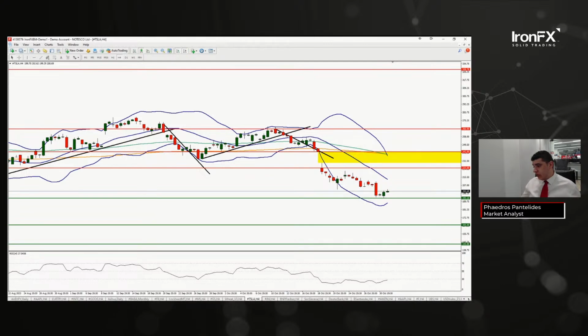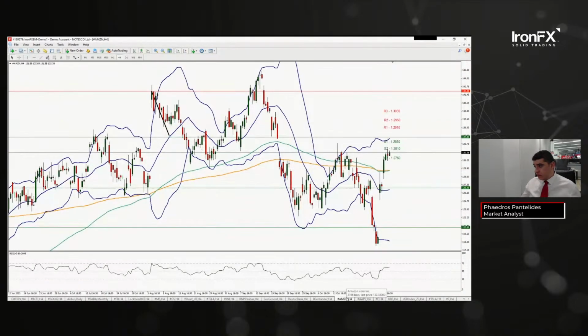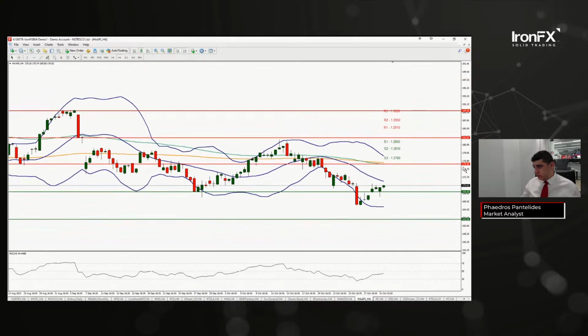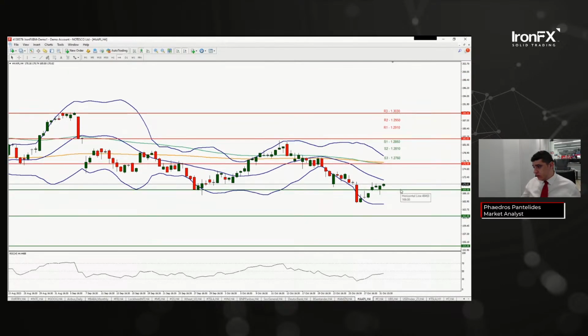We can look at Apple, Ford, or Amazon. Amazon appears to be supported by our 169.0 support level. It appears that our support and resistance levels are still holding and therefore valid.